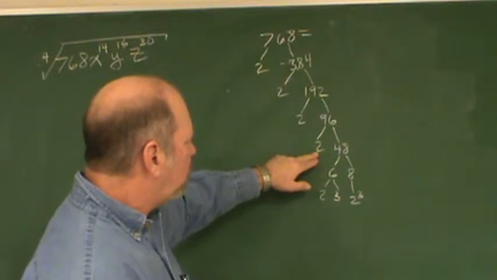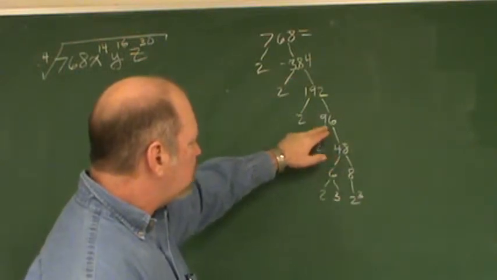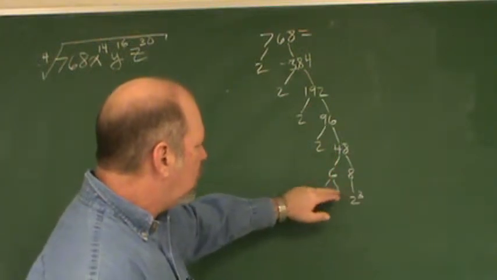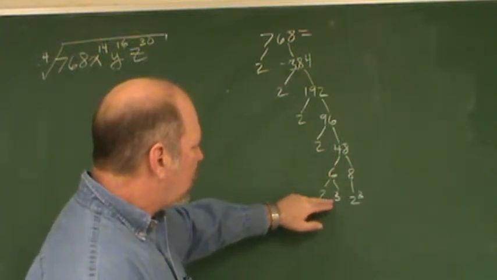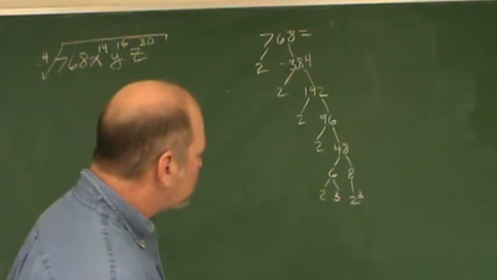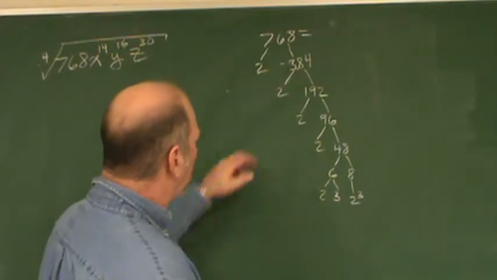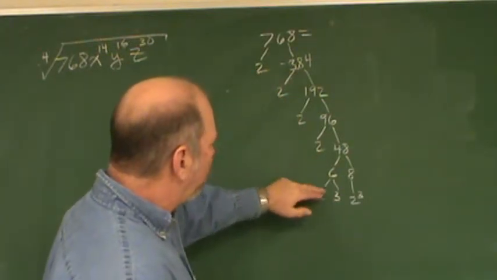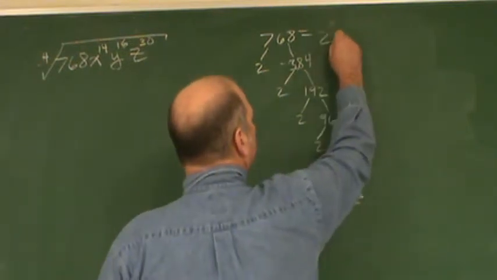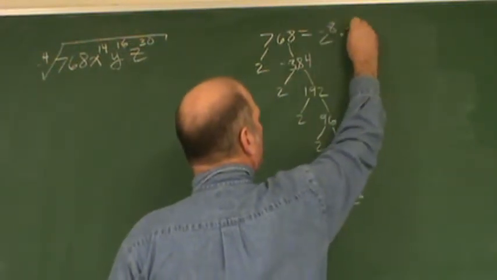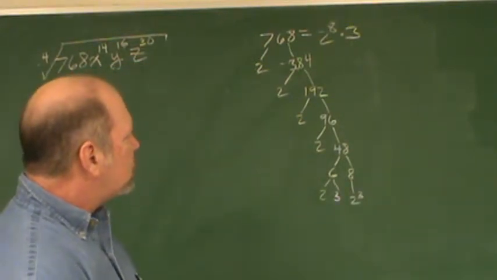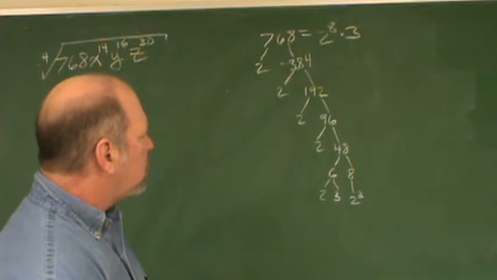96, I can divide it by 2. 2 times 48 gives me 96. Well, 48 is pretty easy to see that it's 6 times 8. And 6 is 2 times 3. 8, we know that to be 2 cubed. So the prime factorization of 768, I have 1, 2, 3, 4, 5, and 3 more gives me 8 2's. So it's going to be 2 to the 8th. And then I have a factor of 3. So the prime factorization of 768 is 2 to the 8 times 3.